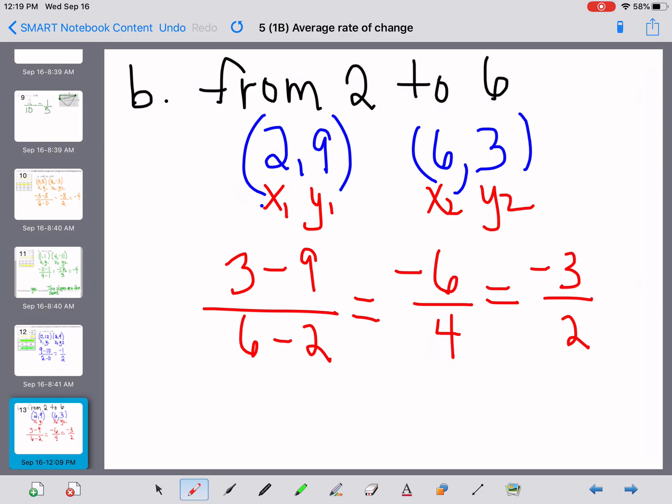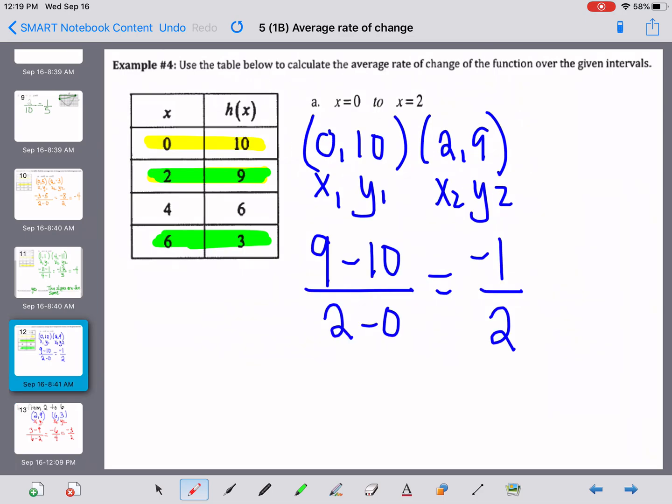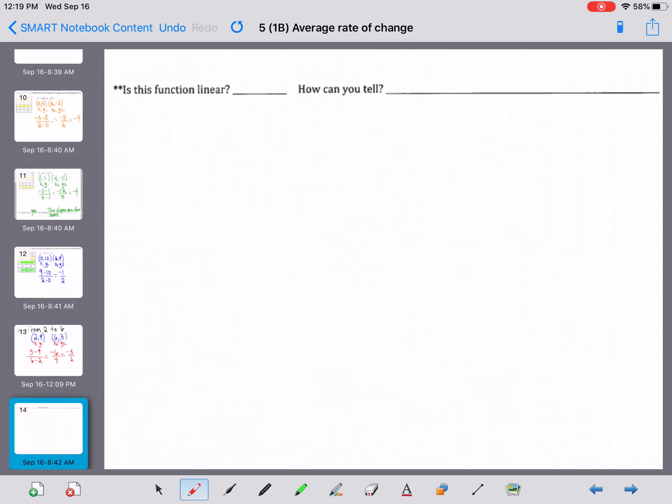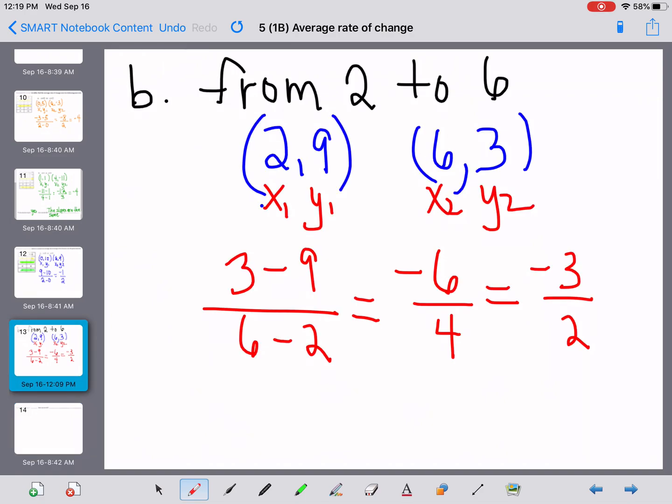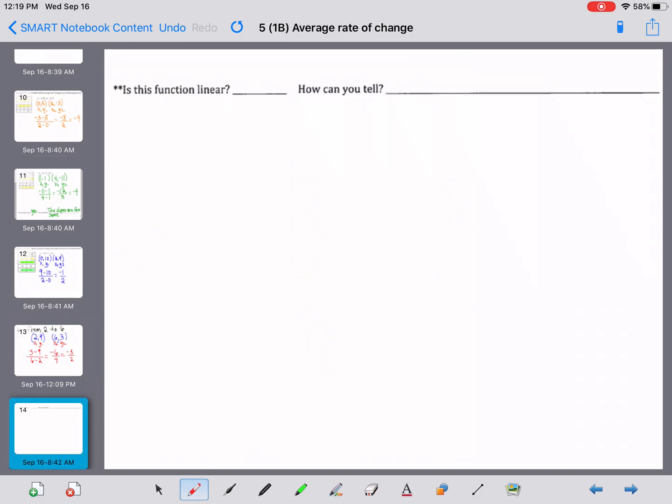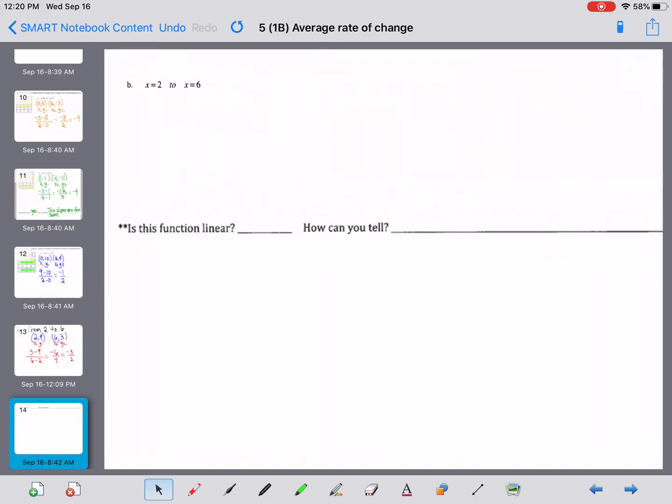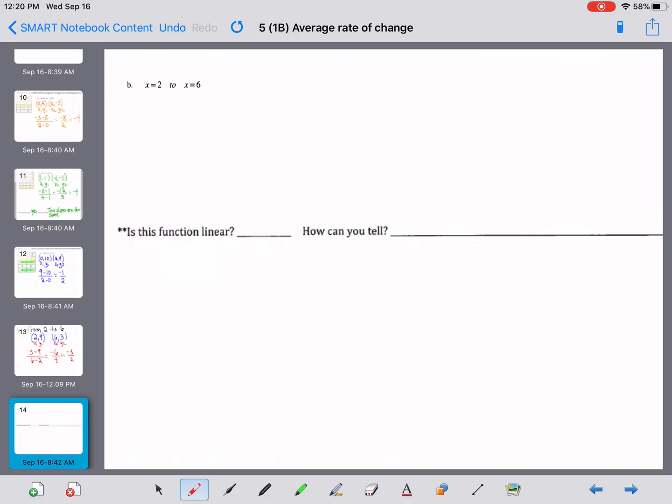And when I look back here, we ended up with -1/2 on our first part, and we ended up with -3/2 on our second part. And then the question says, is this function linear? Well, oh, there's my 2 to 6, of course. It got hidden. But is this function linear? No. And how can we tell? The slopes are different.